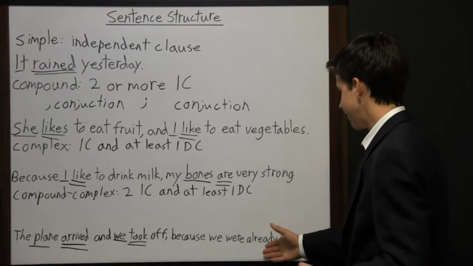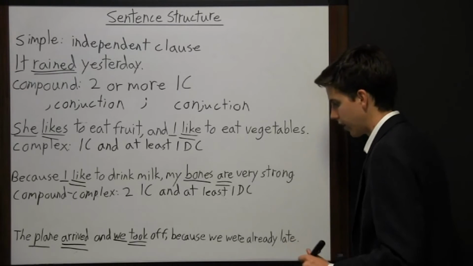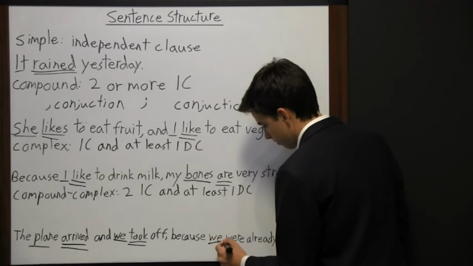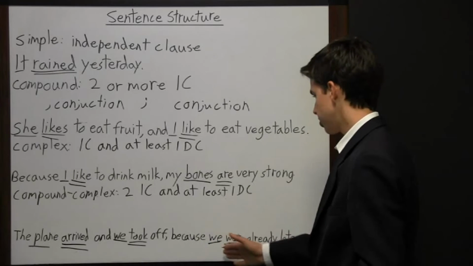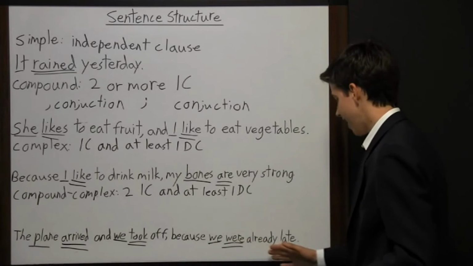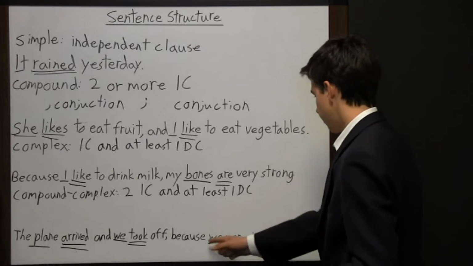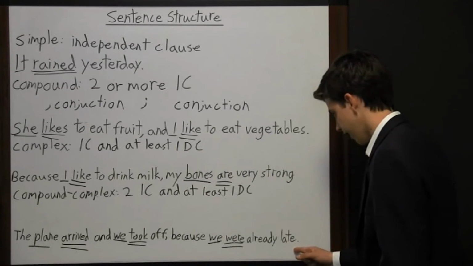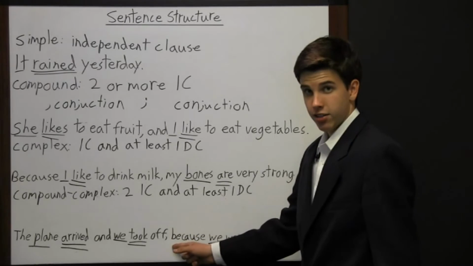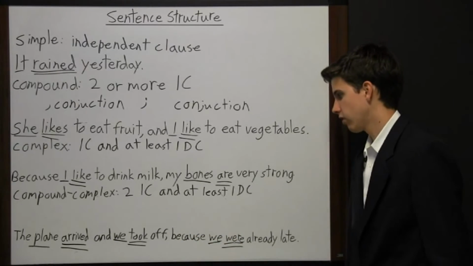Now right here we have a dependent clause. Now again, we have a subject and we have a verb. We and were are the subject and verb here, but this is not an independent clause. If we were to take the word because off, it would be an independent clause. We were already late. But because of the word because, it's now a dependent clause.